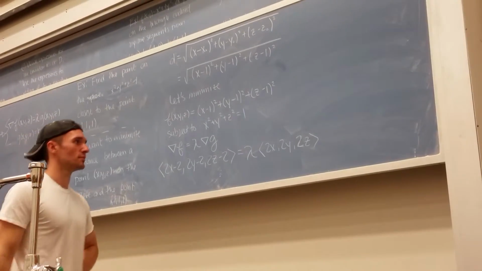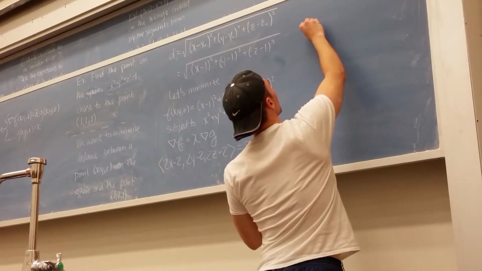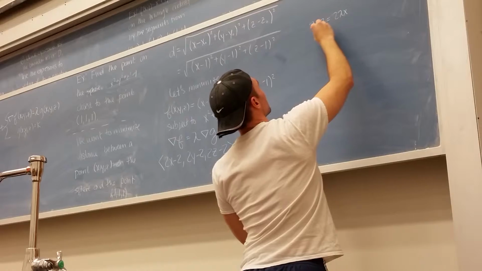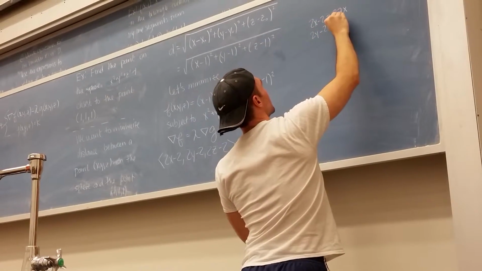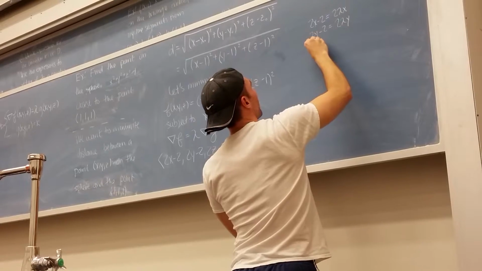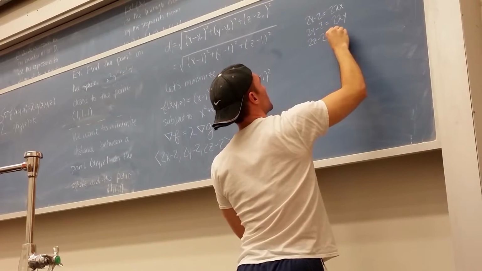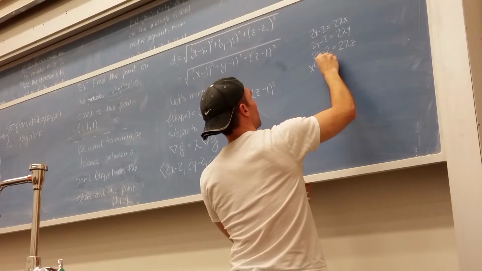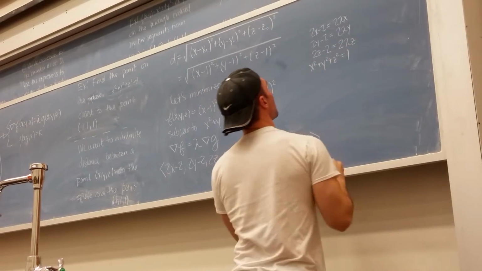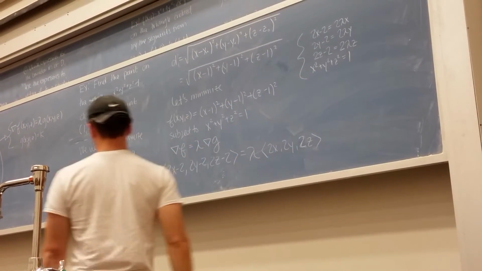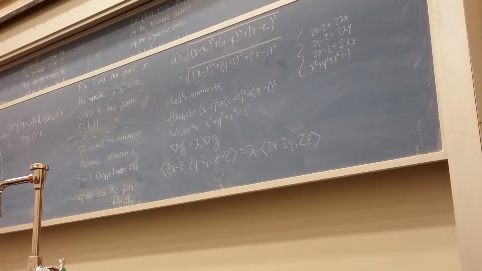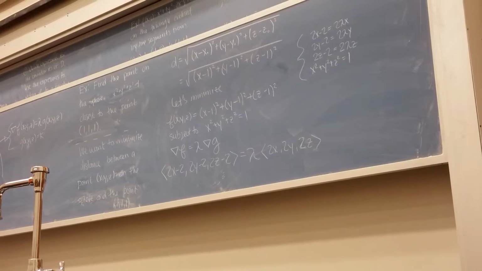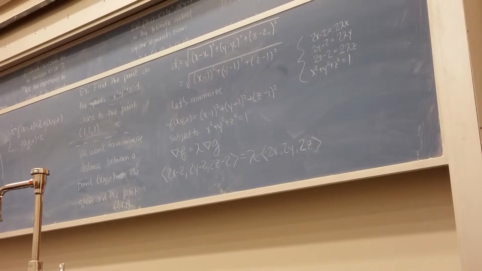So we generate a system of 4 equations. 2x minus 2 is equal to 2 lambda x. 2y minus 2 is equal to 2 lambda y. 2z minus 2 is equal to 2 lambda z. Together with the constraint. That's the system we need to solve in order to respond to our problem.